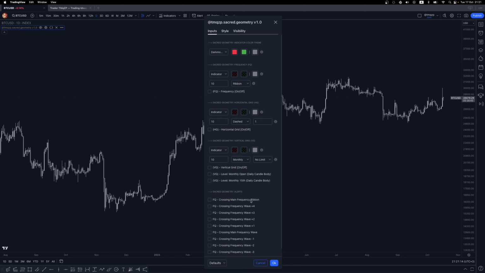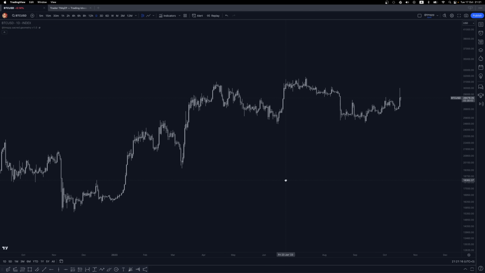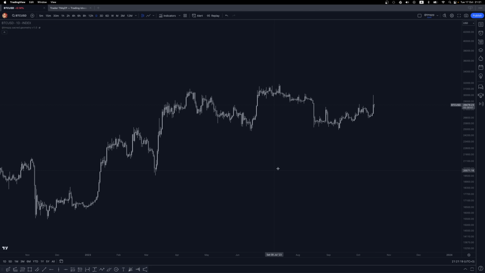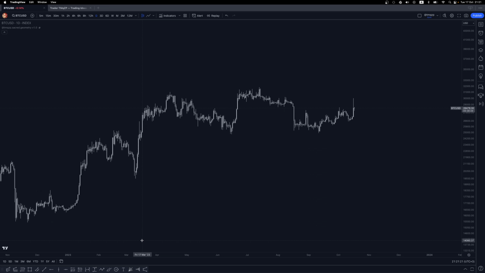So let's begin. A couple of things to get out of the way before I actually start with the indicator stuff. The sacred geometry sounds very esoteric and mystical, but the way I approach it is not in a very complicated way, with triangles and spirals and drawing complicated geometry on the chart.